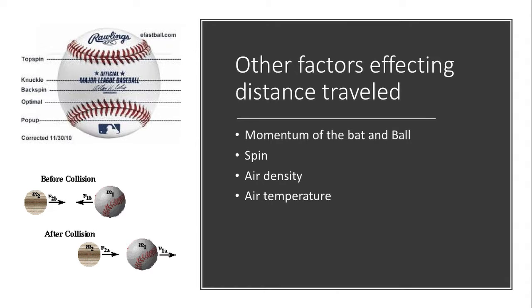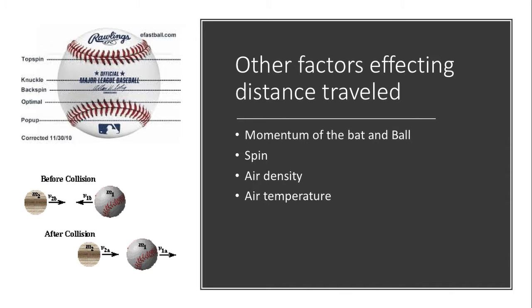But there are also many other factors that affect the distance traveled of a baseball. One of the big players is the momentum of the bat and the ball. The momentum of this system can be determined by adding the momentum of the baseball bat and the baseball. So obviously, if you increase either one of these, the resulting momentum of the ball after the collision is going to be greater, which means it will have a greater velocity, which means it will end up traveling farther.